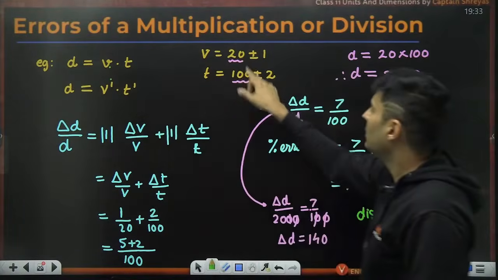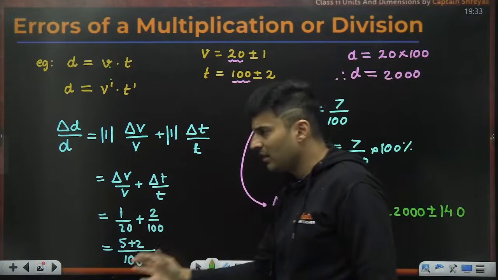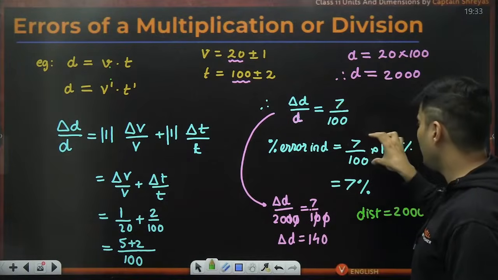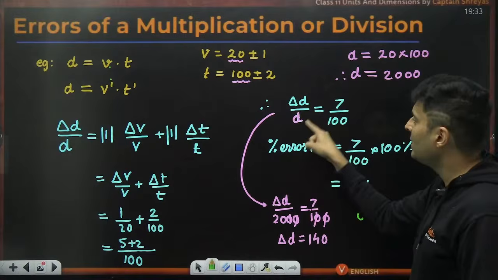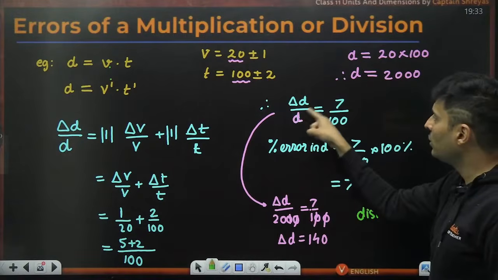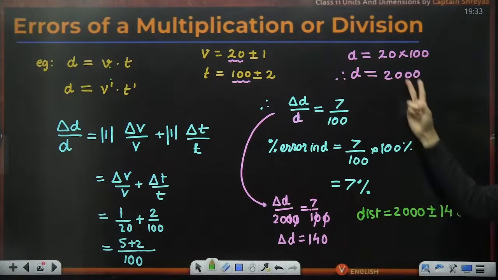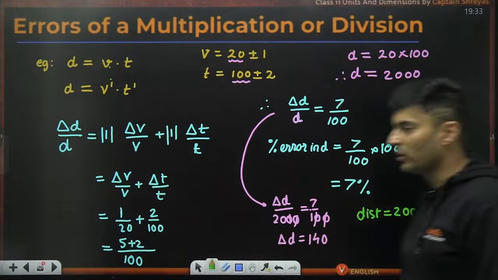So V into T, which means 20 into 100. Solve it, you will get some fractional error or relative error. If you multiply by 100, percentage error. If you want to find the value of delta D, substitute this D over here, you will get delta D from this. So that way you can write most likely it is 2000 plus minus delta error, which is 140.